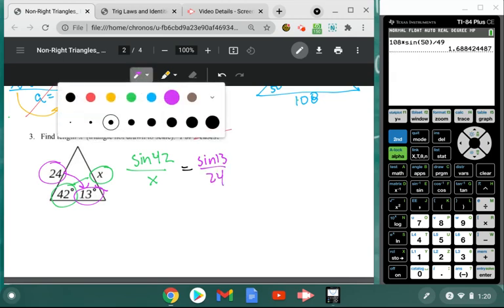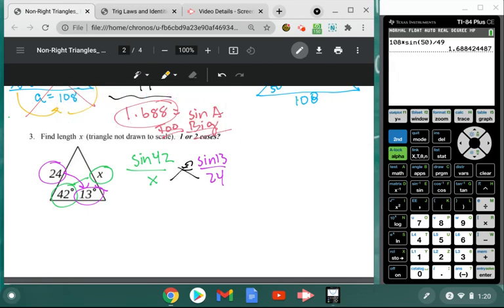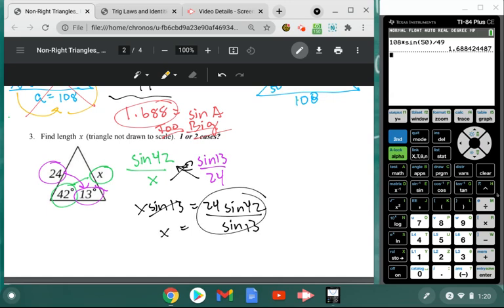To solve this, I'm going to do some cross multiplying. So I get x times the sine of 13 is equal to 24 times the sine of 42. I don't do any calculations until the very end. I'm going to divide both sides by the sine of 13, so x equals this. Let's put that into our calculator: 24 sine of 42 divided by the sine of 13.